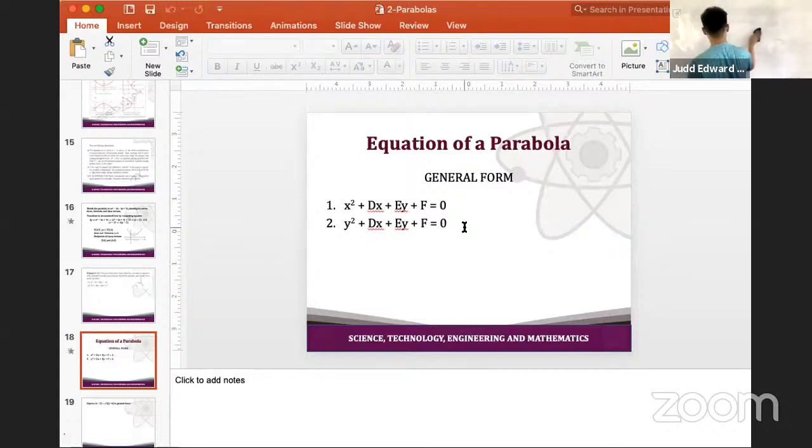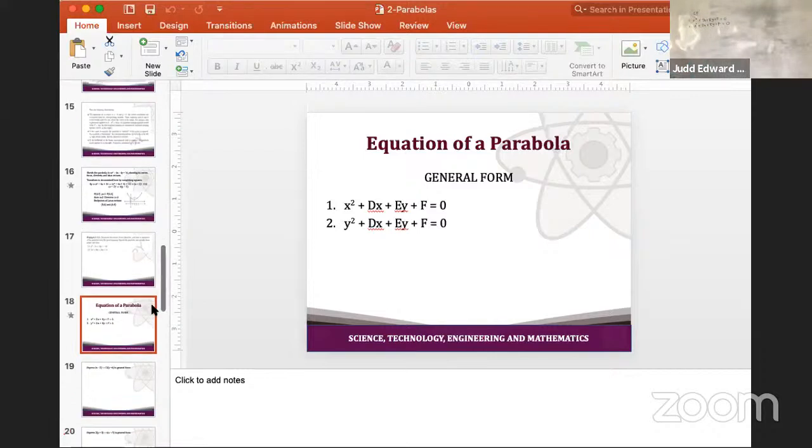Let us write this so we don't forget it, because we will use it later. The general form of the parabola has two forms. The first is x squared plus dx plus ey plus f is equal to 0. The second is y squared plus dx plus ey plus f is equal to 0. Okay, let's have an example.